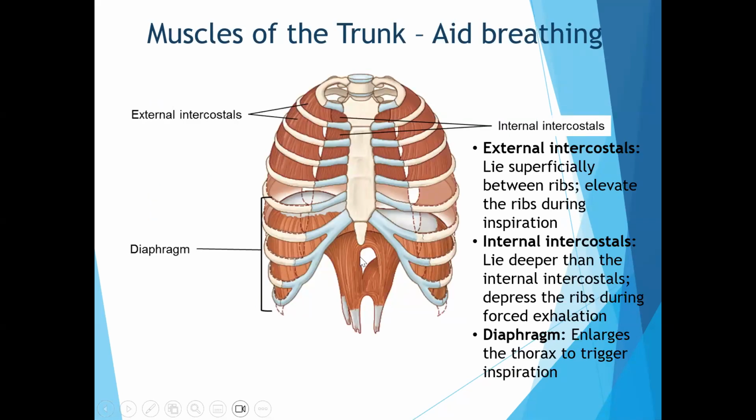These are some important muscles for breathing. It's your external and internal intercostals, and they are two different layers that run between the ribs. Your big breathing muscle is the diaphragm. When it gets bigger in our thoracic cavity, it triggers us to take a breath in.